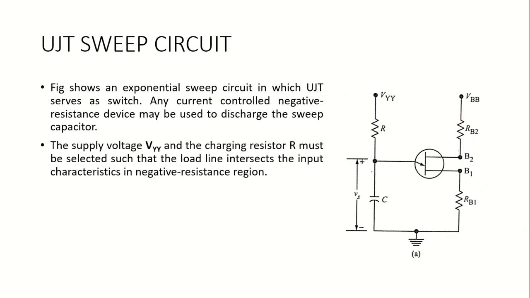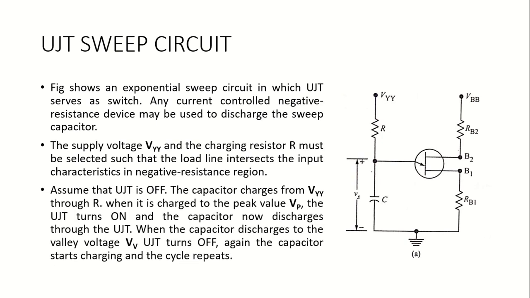The supply voltage VYY and the charging resistor R must be selected such that the load line intersects the input characteristics in the negative resistance region, meaning in the active region. Assume that the UJT is off initially. When it is off, the capacitor will have a direct connection to VYY through R. The capacitor starts charging through resistor R in an exponential way. The capacitor charges from VYY through R.